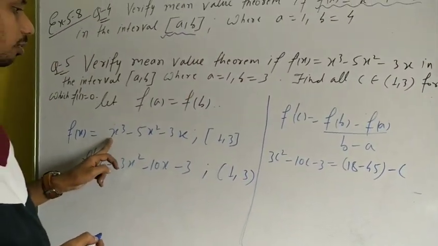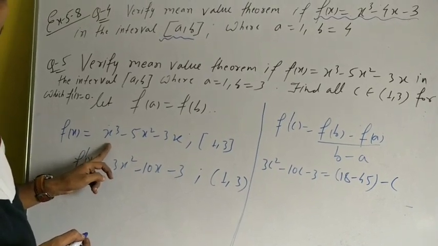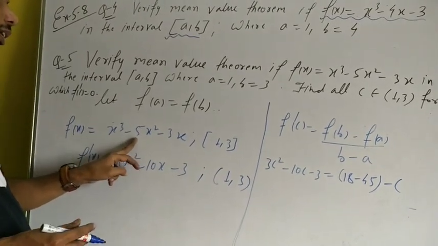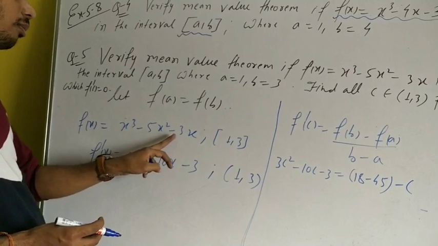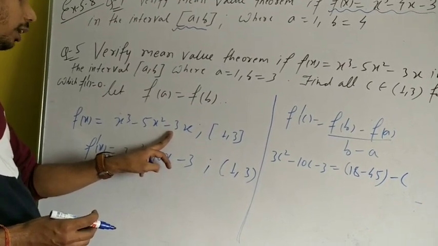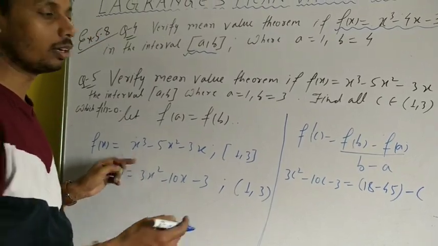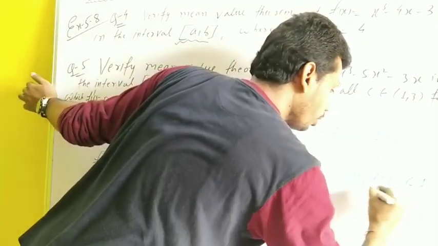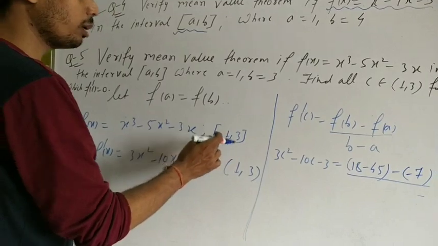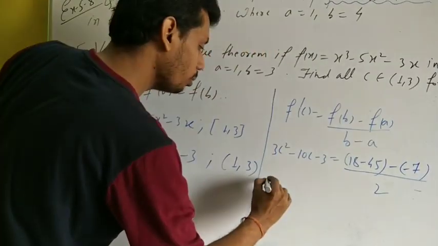Now f of a. Replace this x by 1. If it is replaced by 1, we'll get here minus 5 and minus 3, so minus 5 and minus 3 will be minus 8. Minus 8 and plus 1 is minus 7. This is f of a. Whole divided by b minus a. So 3 minus 1 is 2. Now let us simplify this.